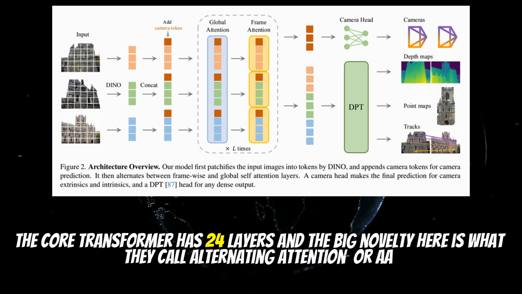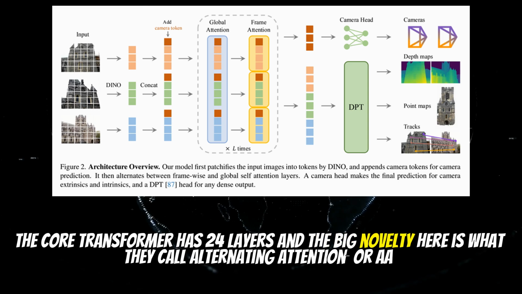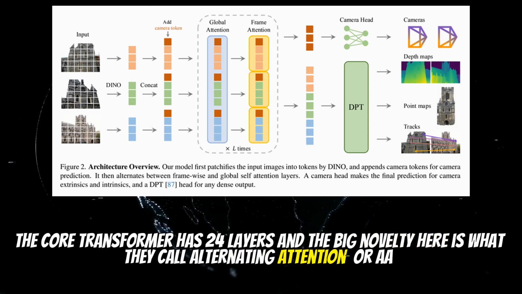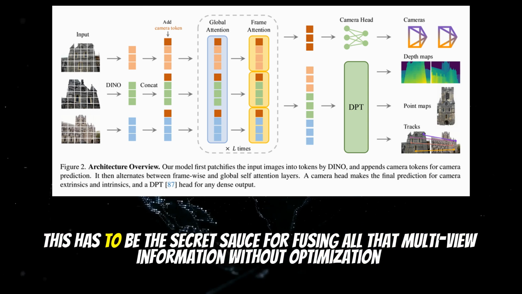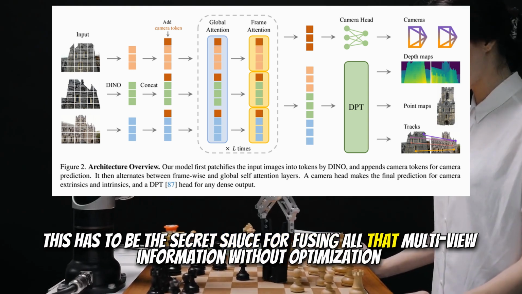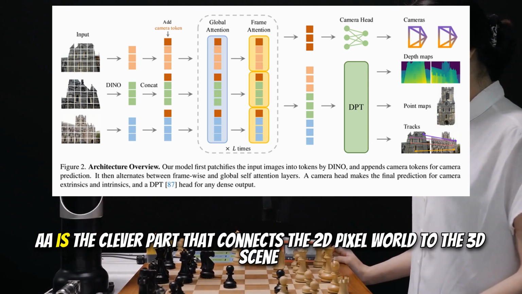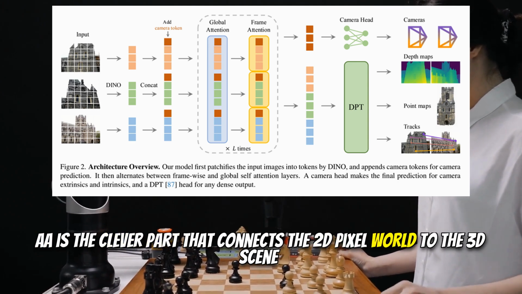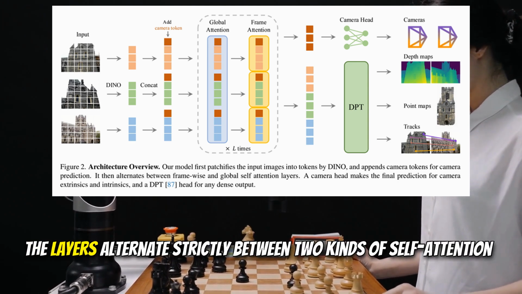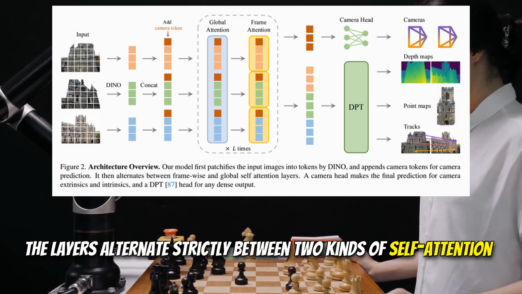The core transformer has 24 layers, and the big novelty here is what they call alternating attention, or AA. This has to be the secret sauce for fusing all that multi-view information without optimization. That's it. AA is the clever part that connects the 2D pixel world to the 3D scene. The layers alternate strictly between two kinds of self-attention.